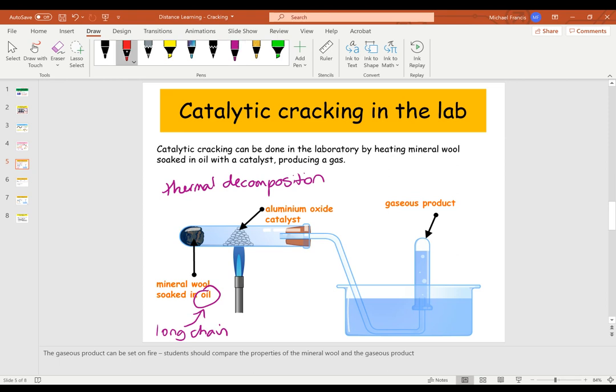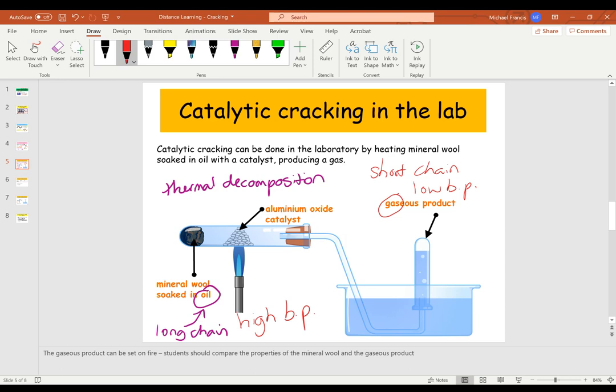Now, as we've seen before, long chain molecules tend to have high boiling points. That's why my long chain hydrocarbon is an oil, it's a liquid. But as I break them down into shorter chains, we know that short chain hydrocarbons have got low boiling points. And so as they break up into shorter chains, they are going to become gases at room temperature because short chains have got low boiling points. That means that the product that we are going to collect is actually going to be a gas.